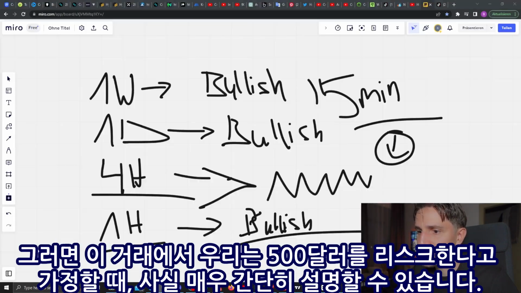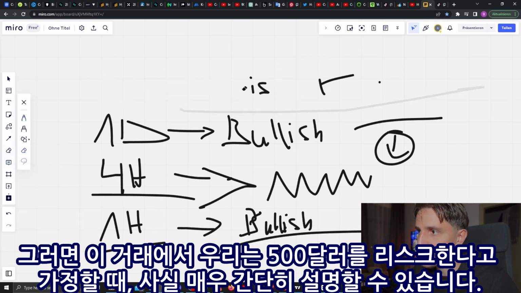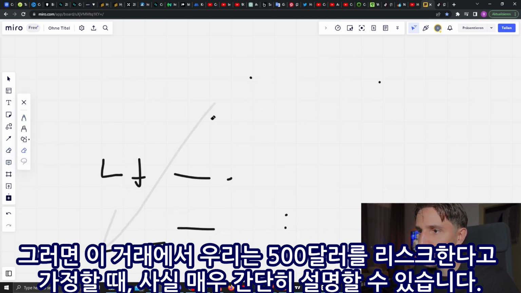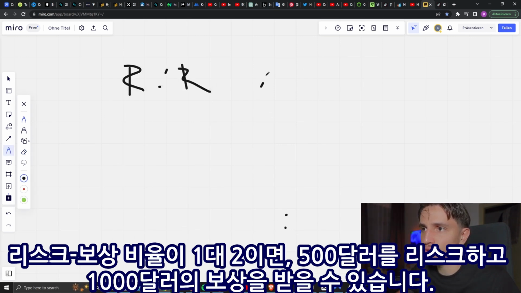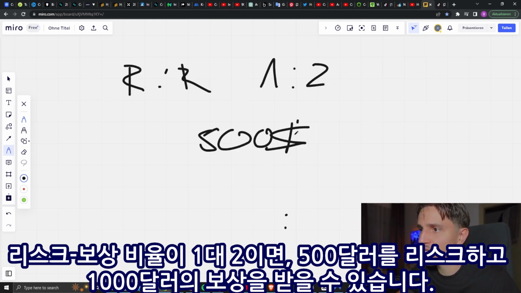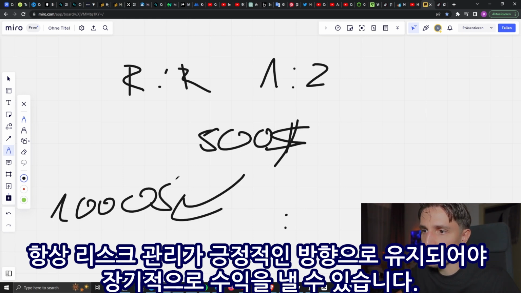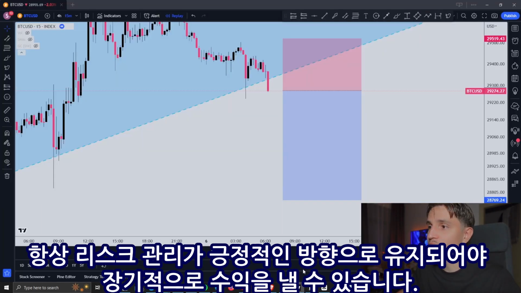So that basically means if we are risking with this trade right here, let's say we are risking $500 with this trade, to make it very simple for some people who don't understand. If you have a risk reward ratio of 1 to 2, right, we are risking, let's say, 500 USDT to get a potential reward of 1000 USDT. You always try to keep the risk management positive to be profitable in the long run.